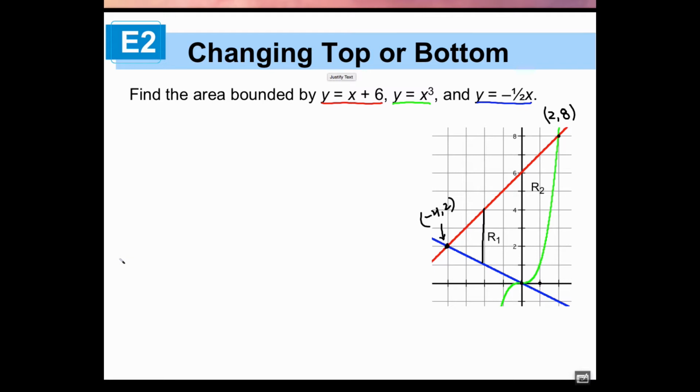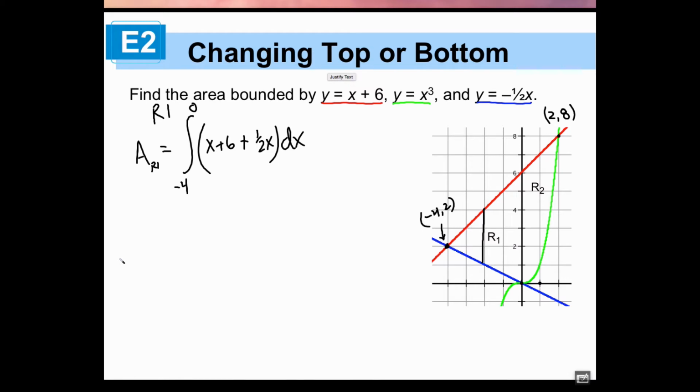It's okay. All right, Mila, back to you. What's the area of that rectangle? It would be x plus 6 plus 1/2 x. Perfect. How wide is it? dx. And we're going from where to where? -4 to 0. Awesome. So the area of R1 is going to be found from going from -4 to 0 of x plus 6 minus -1/2 x, all of that times dx.